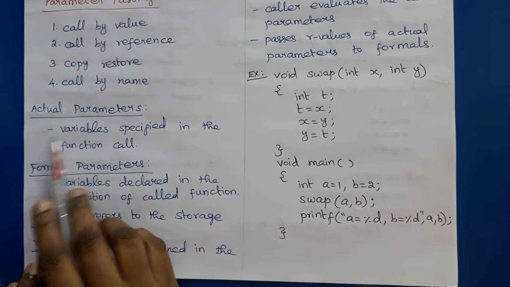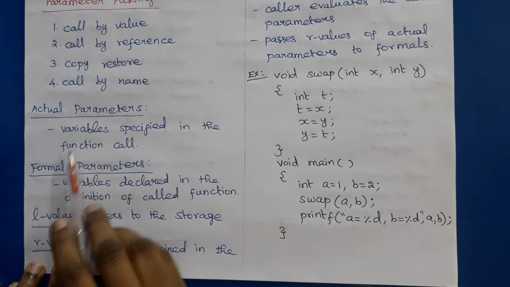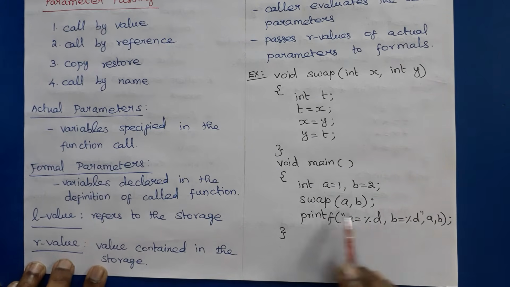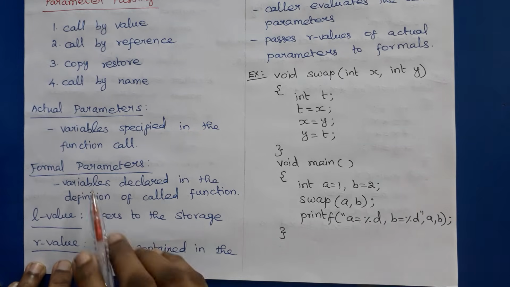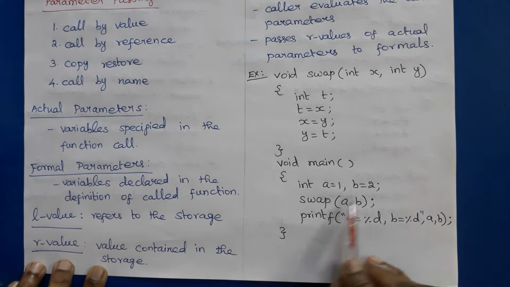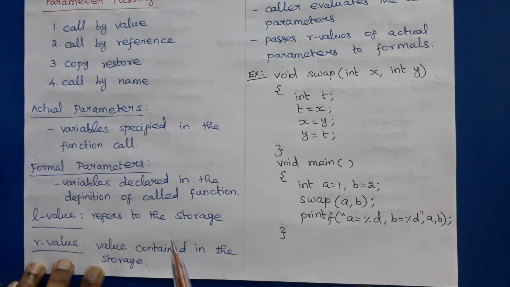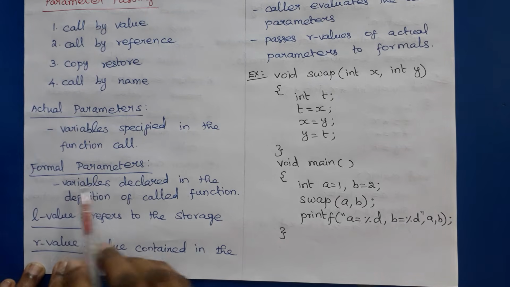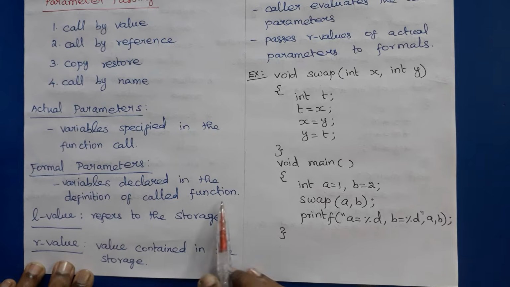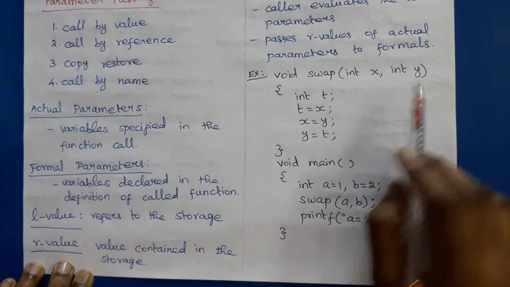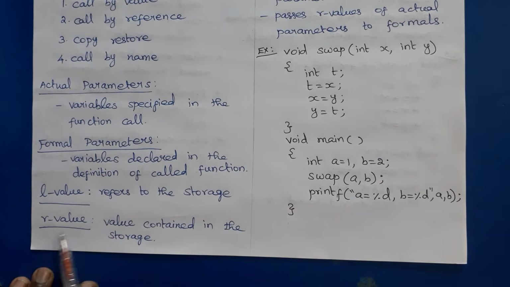So first we should know about actual parameters and formal parameters. Actual parameters are the variables specified in the function call. In this example, swap of a comma b is a function call, so here a and b are the actual parameters. Normally actual parameters are evaluated in the calling procedure, and that should be supplied as arguments to the called procedure. Then formal parameters are the variables declared in the definition of the called function. So in this example, a and b are actual parameters, and x and y are formals.